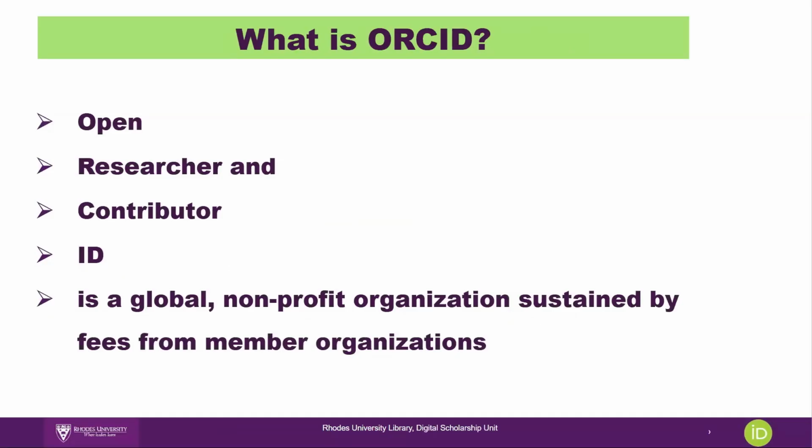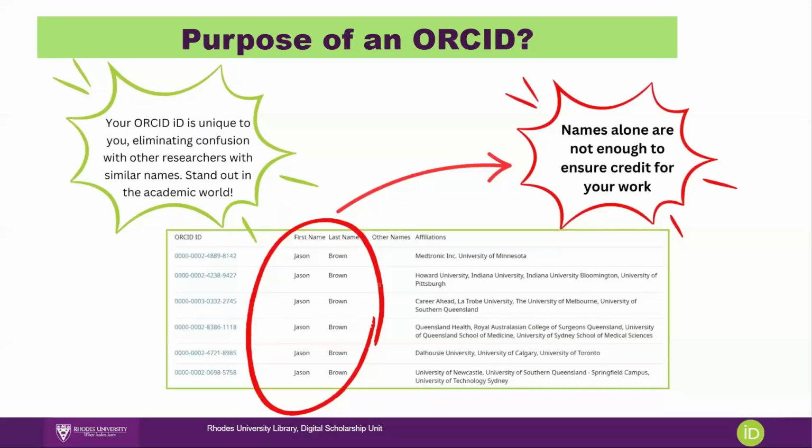What does ORCID stand for? It is your Open Researcher Contributor ID. It is a global non-profit organization sustained by fees from member organizations. So your ORCID is your online CV. So what is the purpose of an ORCID? An ORCID is unique as it sets you apart from other scholars.